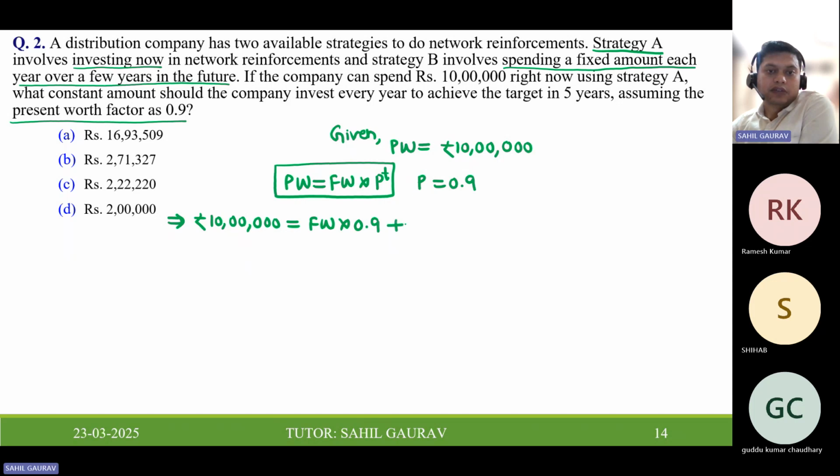In 5 years, the future worth into 0.9 squared, plus future worth into 0.9 cubed, future worth into 0.9 to the power 4, plus future worth into 0.9 to the power 5. Sorry, 0.9 squared, 0.9 to the power 3, 0.9 to the power 4, and 0.9 to the power 5.